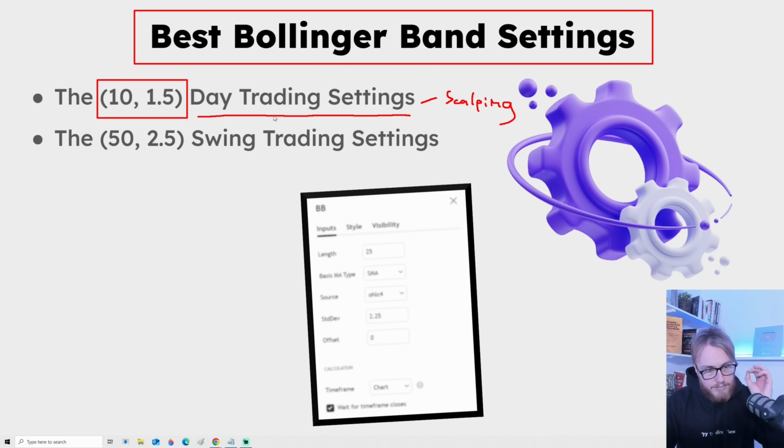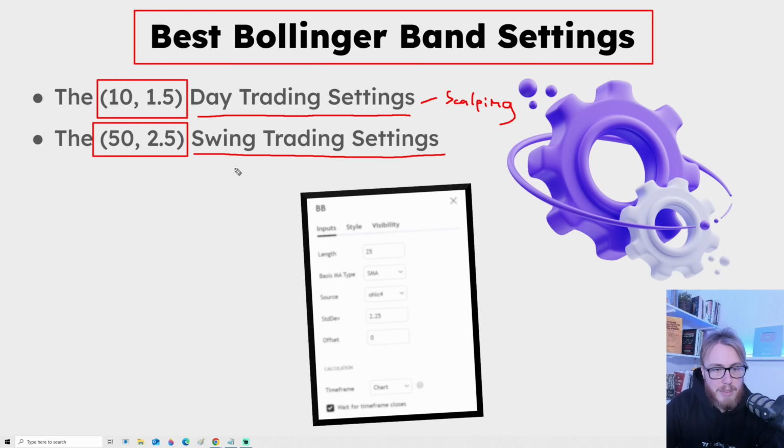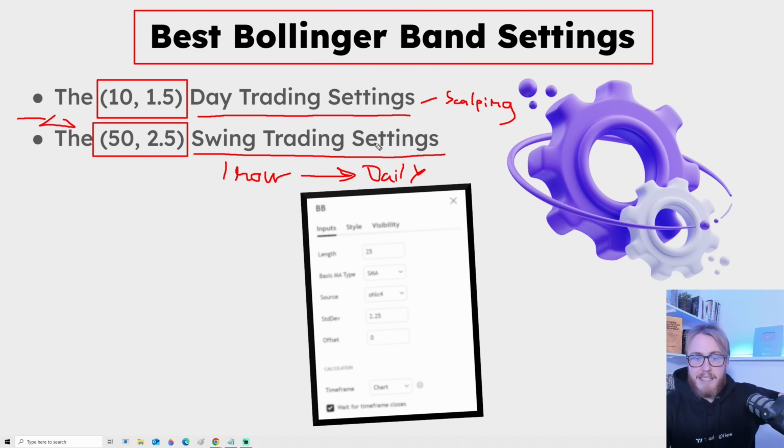But now then, the next setting we're going to talk about is called the 52.5. And this one is more suitable for swing trading. And when I talk about swing trading, I talk about maybe trading 1 hour candles all the way up to daily candles. One could actually argue that you can also use Bollinger Bands if you are more of an investor. So maybe you trade weekly candles. Then a setting similar to this might be the best choice.